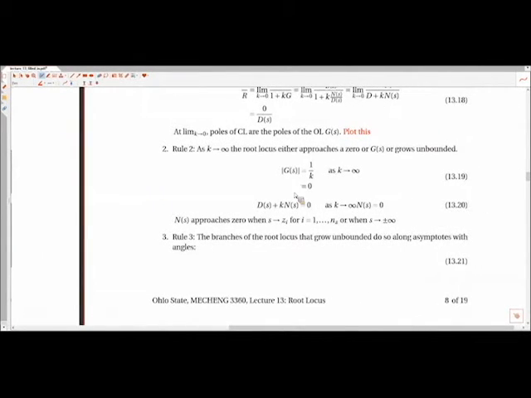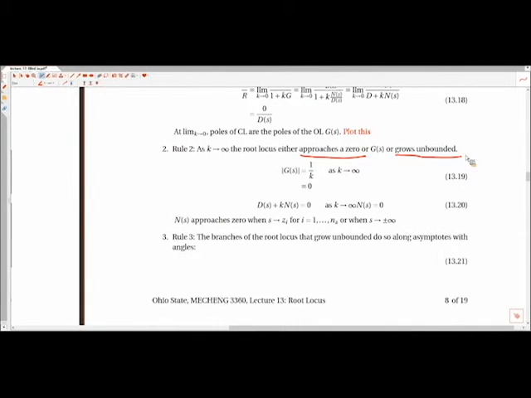Okay, second rule follows the example that we showed before, is that k goes to infinity. We have n branches of the root locus. These branches will either approach a zero. This specific example does not have any zeros, so there are no zeros for these branches to be attracted to. Or they're going to grow unbounded, so they're going to go off to infinity. Since we have n poles and no zeros, we're going to have 3 branches of the root locus that go unbounded or off to infinity.